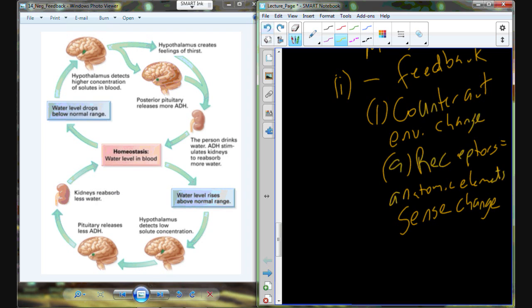Okay, so in this case, you can see that in the hypothalamus, we begin to detect low solute concentrations. So we put a bunch of water inside of our blood, and by increasing volume, we reduce the concentration of the solutes that are present. You take a cup of water, you put some salt in there, and I'm like, here, drink this. It's going to be pretty salty. Then I come over and I take a big pitcher of water and I pour all that water in there. It's not as salty.